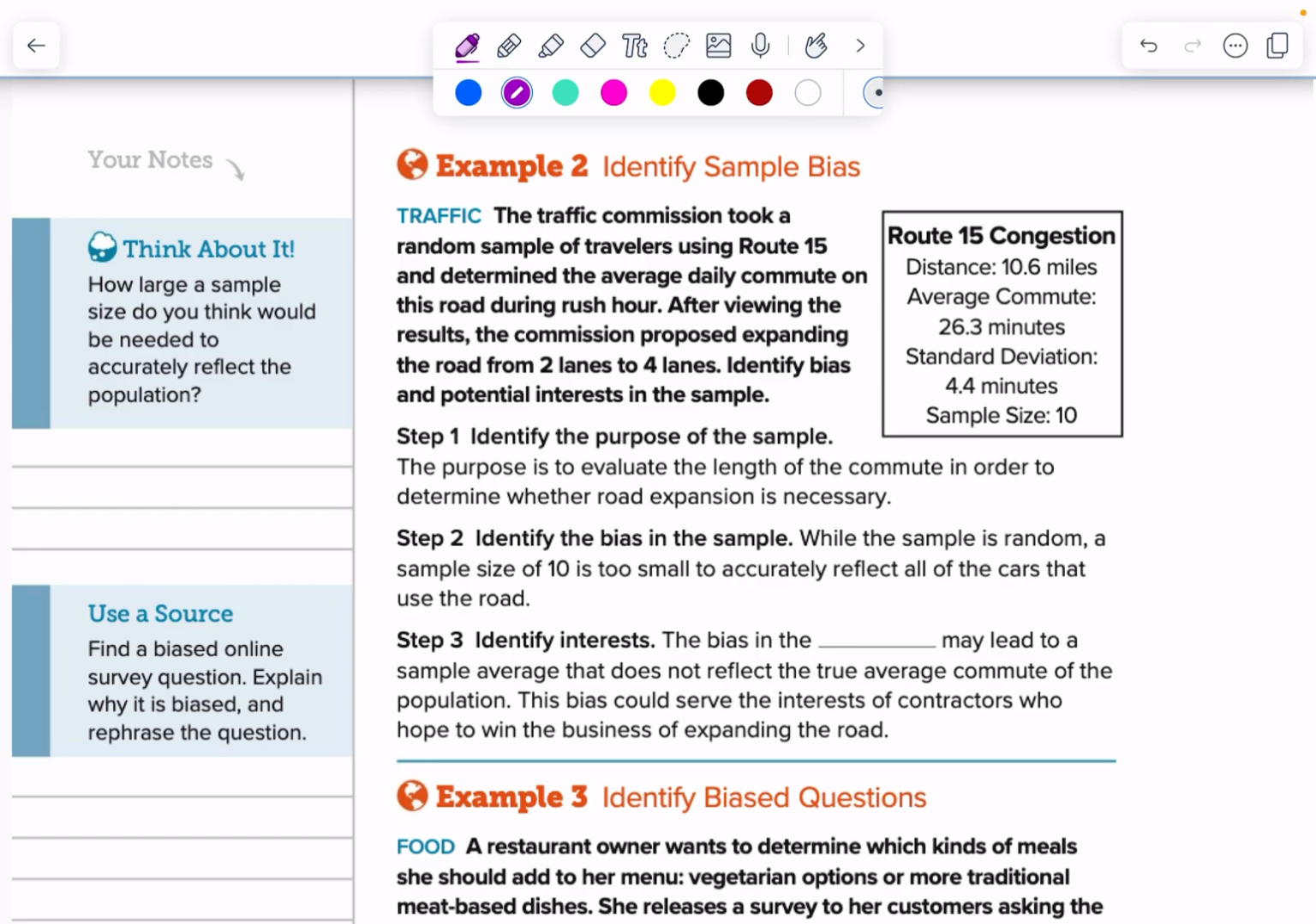Now, with going from 2 lanes to 4 lanes, we end up with a lot of cost involved, okay? And if you're only asking the people who are going down that road, of course they're going to say, yeah, let's make it a 4-lane road because that's the road that I travel, versus somebody else that's on another highway that has the same amount of congestion in their travel, right? They might say, no, come work on my road instead, right? So there's a bias there because we're only asking, after viewing the results, the commission proposed expanding the road from 2 to 4 lanes. We're only looking at that information. We're not taking other things into consideration.